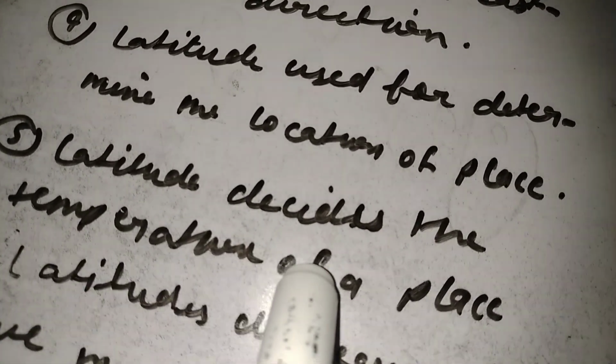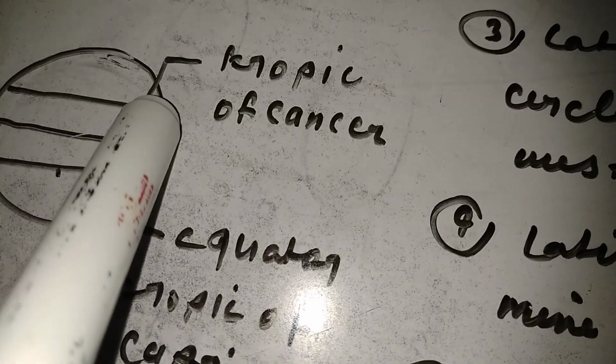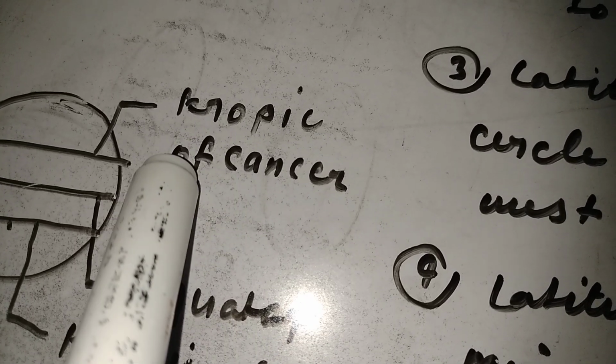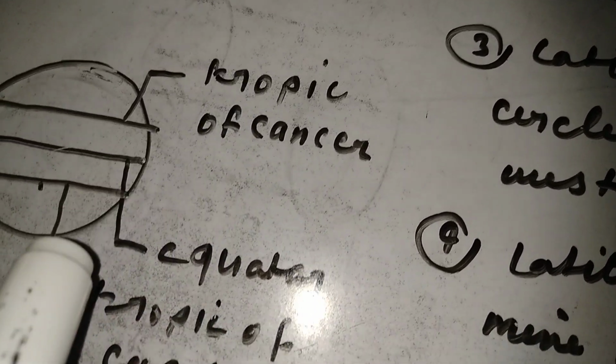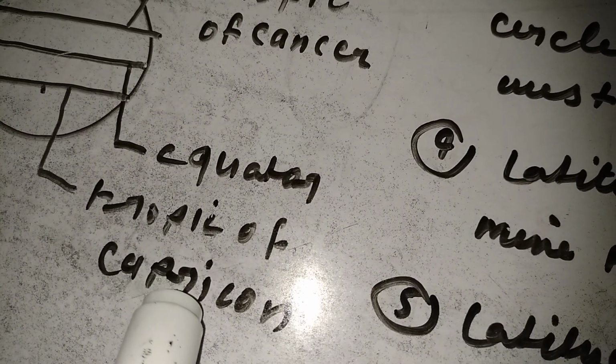Fifth, latitude decides the temperature of a place. Sixth, latitude decreases as we move poleward, whether in north or in south. So this is the 0 degree equator. This is Tropic of Cancer 23 and a half north, and this is Tropic of Capricorn 23 and a half south.